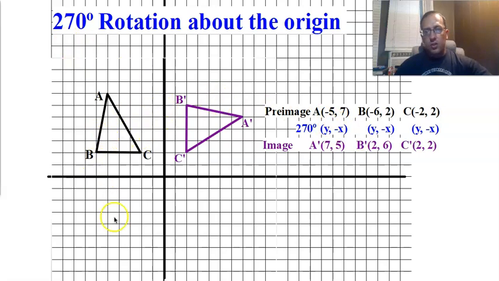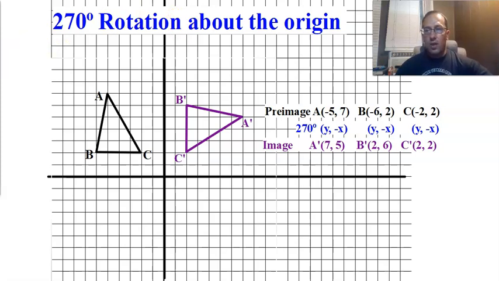So this is a 270-degree counterclockwise rotation. How many degrees is this as a clockwise rotation? Now, that would be 90 degrees. We just moved over one quadrant, right? So 90 degrees clockwise or 270-degree counterclockwise. And if it doesn't say which direction to move, then you're moving counterclockwise.